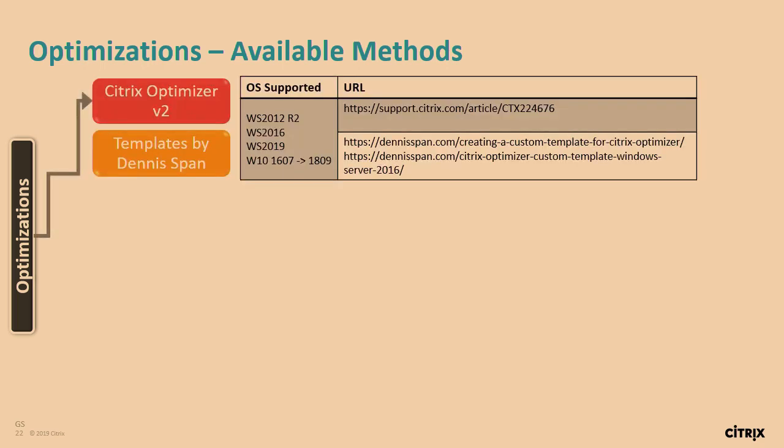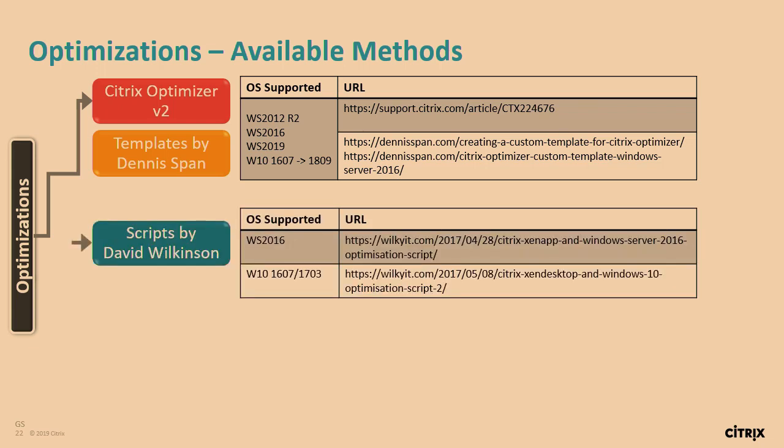There are a number of available methods today for logon optimizations. The first one is the Citrix Optimizer. I don't know if Martin Sugak is here, but credit to him and his team for this tool. It's great. There's a number of templates available, ranging from Server 2012 to 2019, and various Windows 10 optimization templates as well. My co-presenter, Dennis, has created a Windows Server 2016 template and a how-to, because you can create your own templates for this tool.